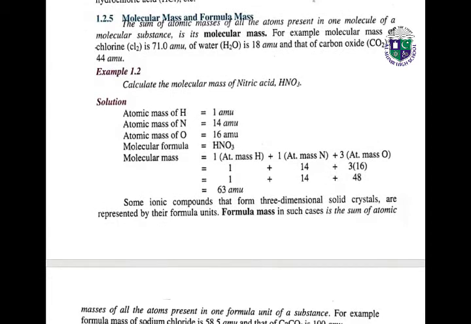Next, what is molecular mass? The sum of atomic masses of all the atoms present in one molecule of a molecular substance is its molecular mass. For example, molecular mass of chlorine is 71.0 atomic mass unit, of water H2O is 18 AMU, and that of carbon dioxide is 44 AMU.